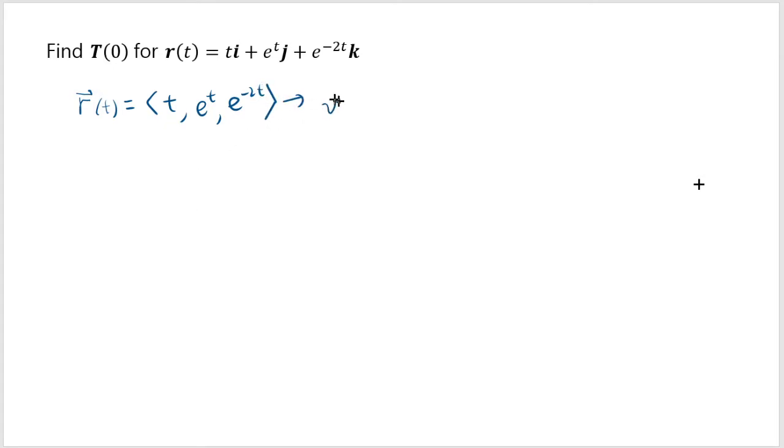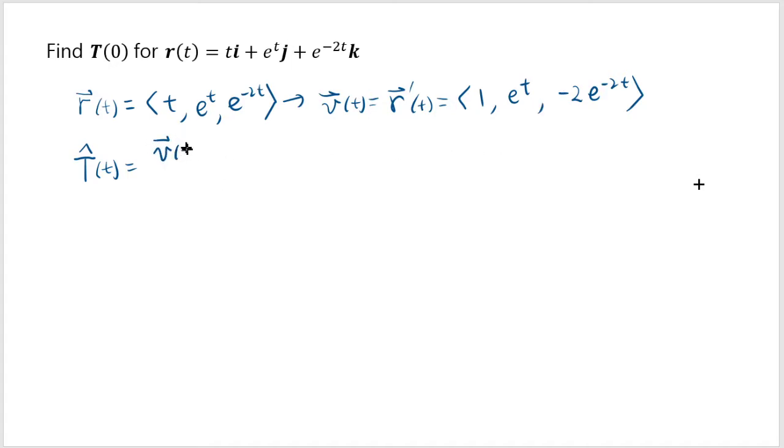that gives you the velocity vector, which is the derivative, as ⟨1, e^t, and then you have to use the chain rule to differentiate this, so it's going to be -2e^(-2t)⟩, right? And then the unit tangent vector is basically the same vector as v(t), but you resize it so it becomes a unit vector. In other words, you have to normalize the velocity vector. That's what the unit tangent vector is.